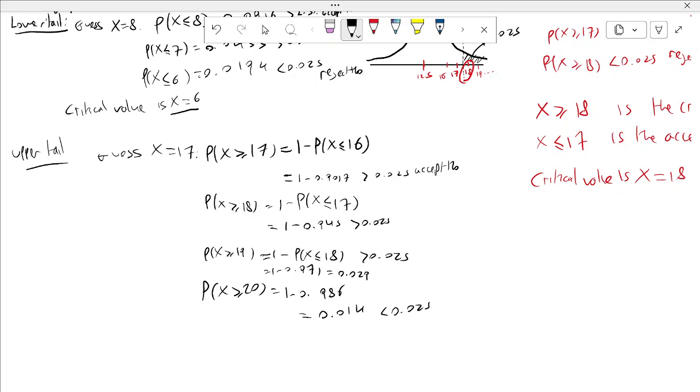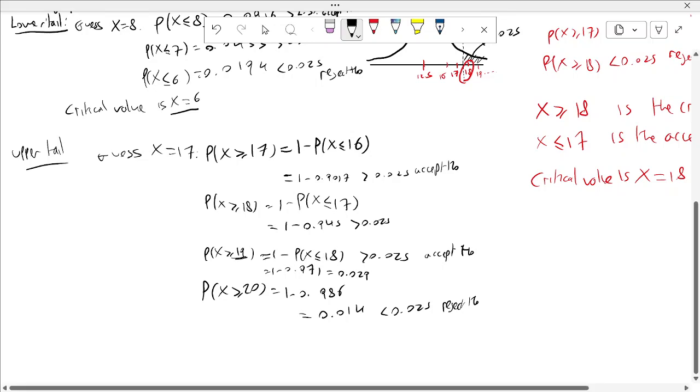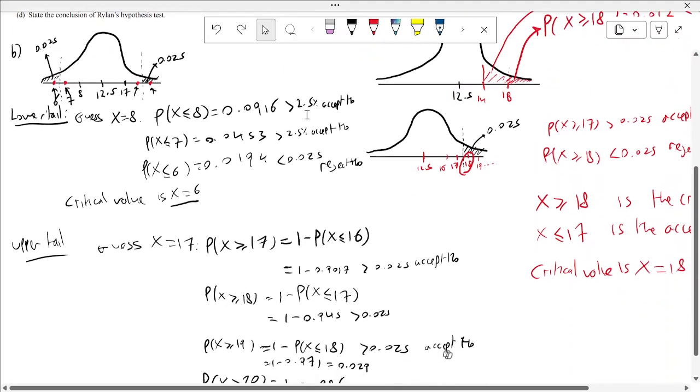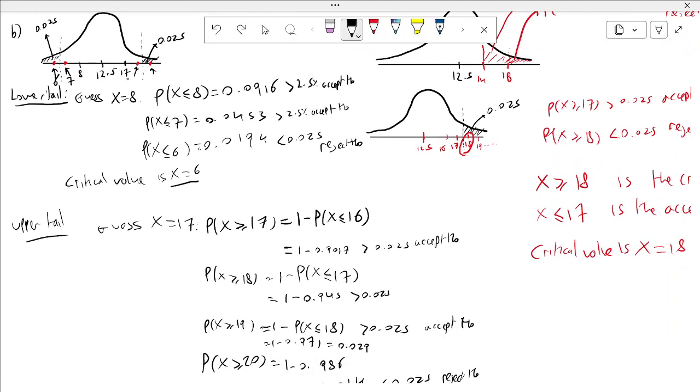Okay. So on my picture, 20 was a reject H0. 19 was an accept H0. So even though the number in the calculator was 18, I was testing 19 still. So 19 was to the left and 20 was to the right. So this number was 19 and this number was 20. So 20 was my critical value.